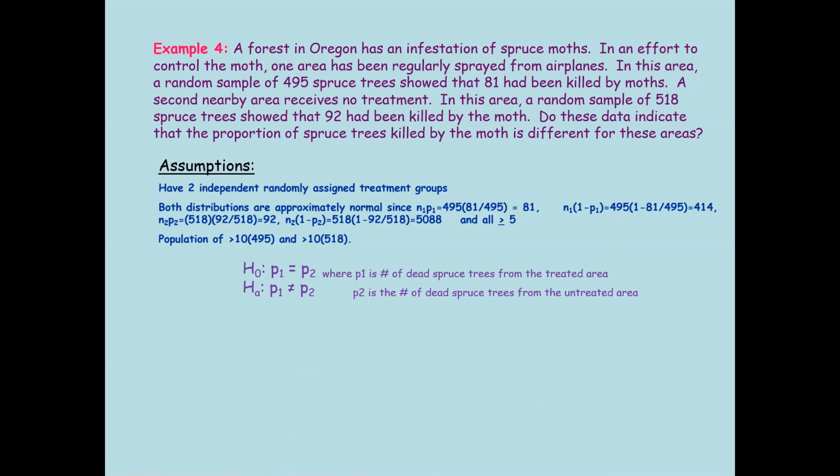So continuing with our test, we need to state our null for testing something different. That means that our null is that p1 equals p2. We're testing against the alternative that p1 does not equal p2, where p1 is the proportion of dead spruce trees from the treated area, and p2 is the proportion of dead spruce trees from the untreated area.